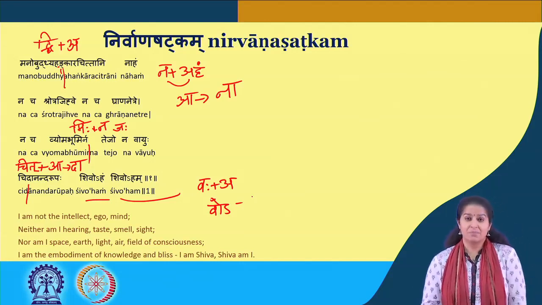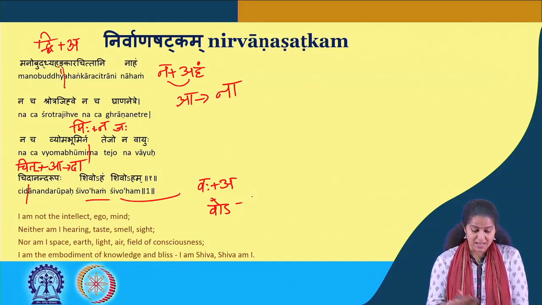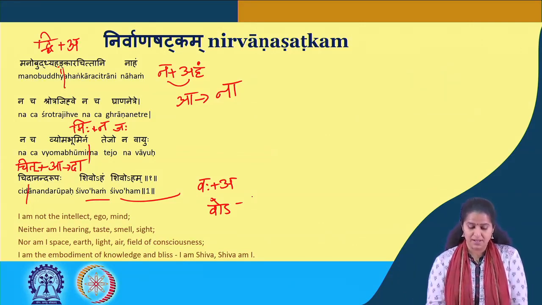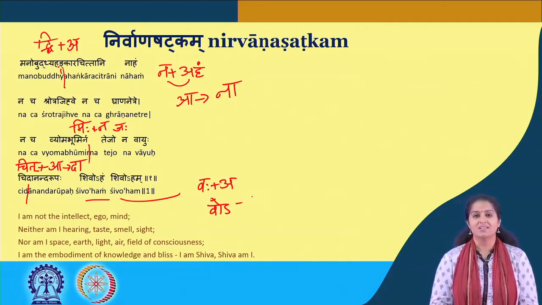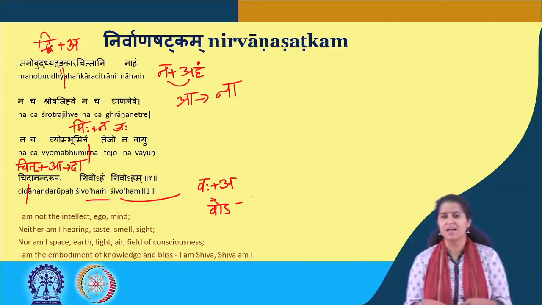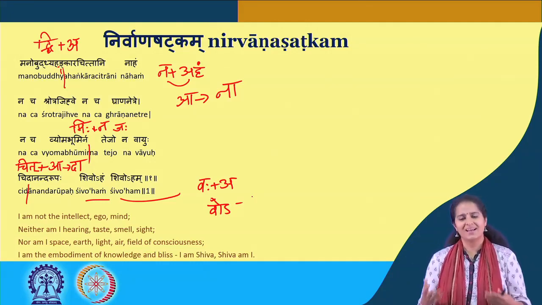It's one of the very, very powerful. If you go through all the 6 verses, it's incredibly liberating. It says, I am not the intellect, I am not ego, mind, neither am I hearing, taste, smell, sight, nor am I space, earth, light, air, field of consciousness. I am the embodiment of knowledge and bliss. I am Shiva. Shiva, I am. Shiva, am I. So I'll say it once and you repeat after me. There are various kinds of tunes for this, but I'll use a very simple one and I'd like you to say it after me.